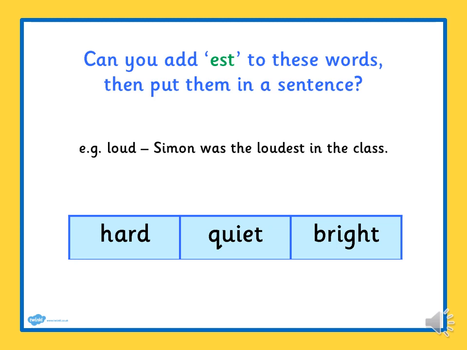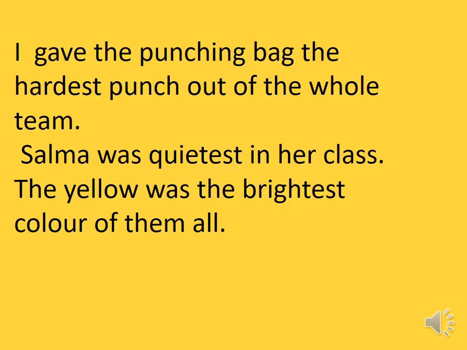Hard, quiet, and bright. Okay, so look at the adjective again in this example sentence. Loud. Simon was the loudest in the class. Simon is being compared to the rest of the class. Or it could be to the whole school or anything. Here are my sentences. I gave the punching bag the hardest punch out of the whole team. Salma was the quietest in her class. The yellow was the brightest color of them all.